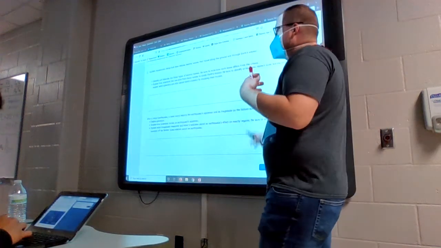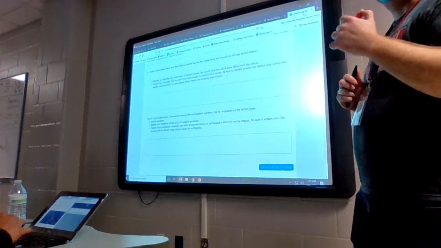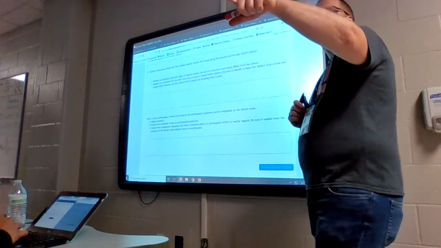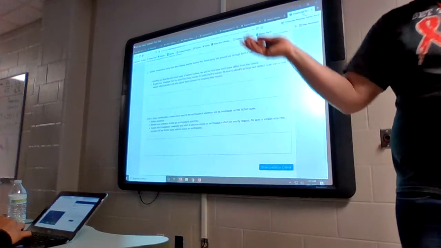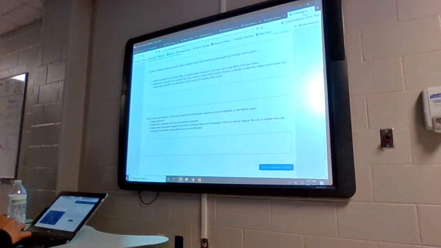And that should be it. That should be a good explanation for both of these. So, yes. Magnitude measures the amount of energy released in the earthquake. The amount of energy released in the earthquake.